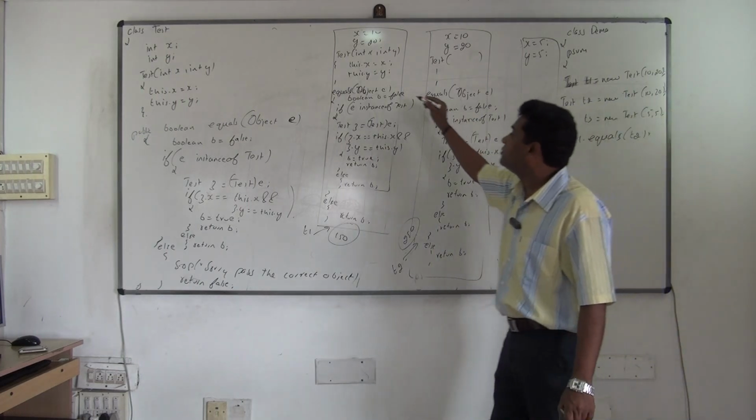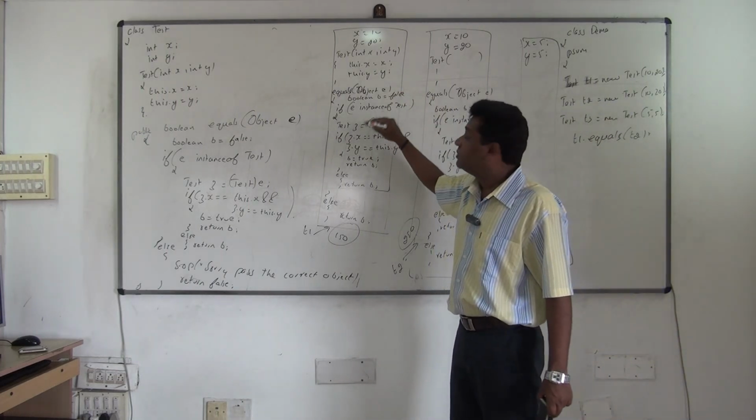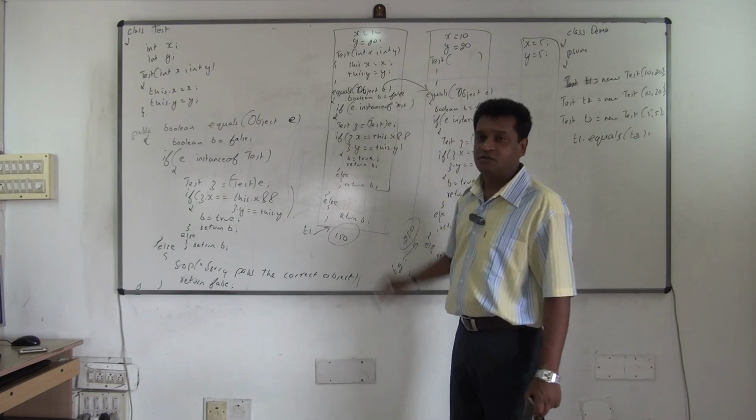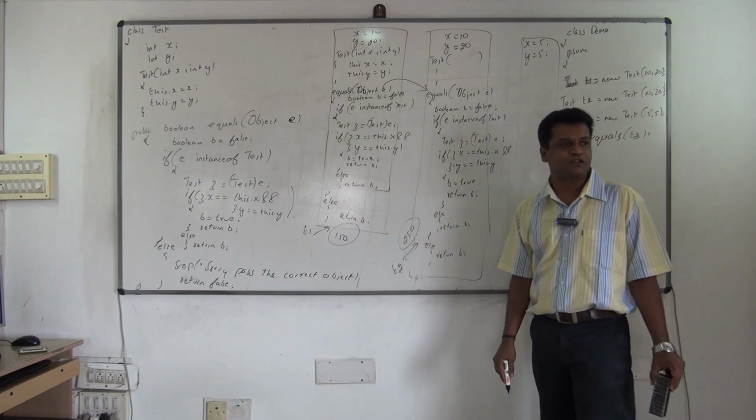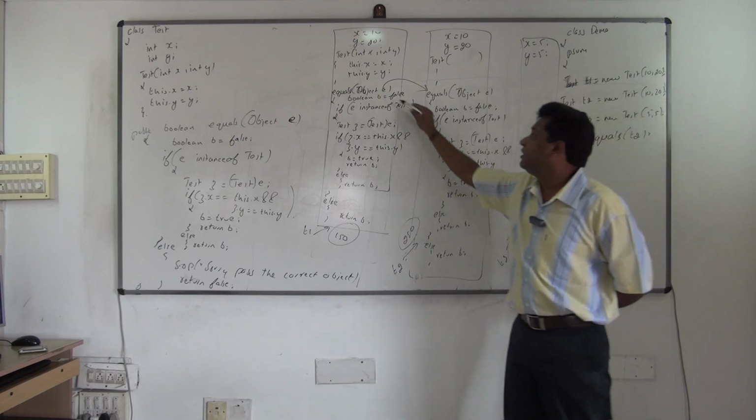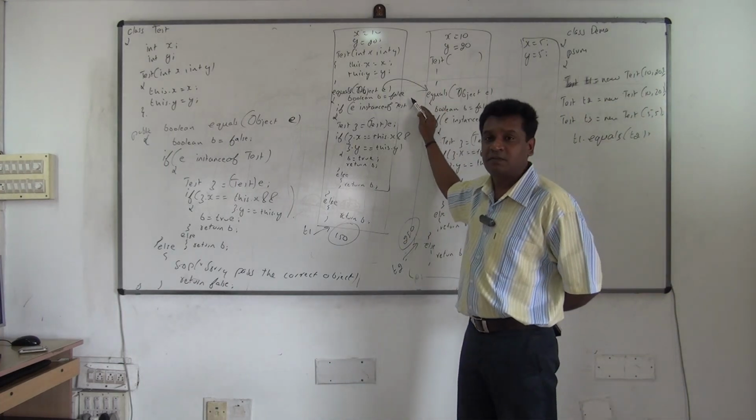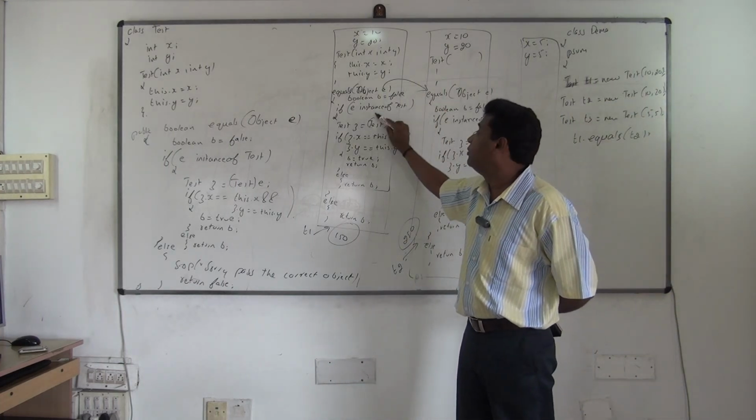So the value of T2 is given to which one now? E. So E will refer to which object? This object. A superclass variable can refer to a subclass object. Fine, so now E can refer to it. But can I access the subclass members? No. So that's why I'll typecast.